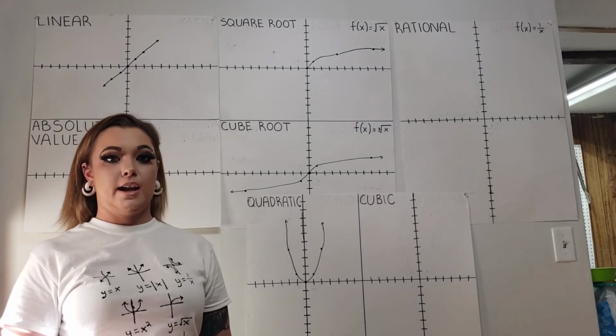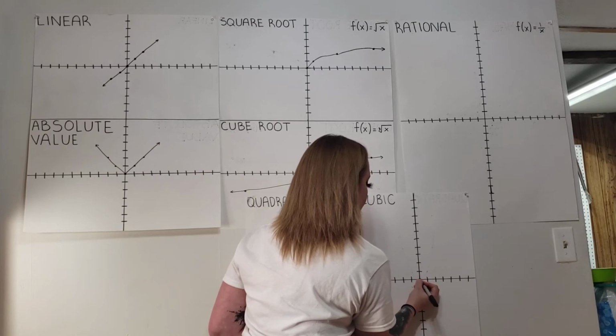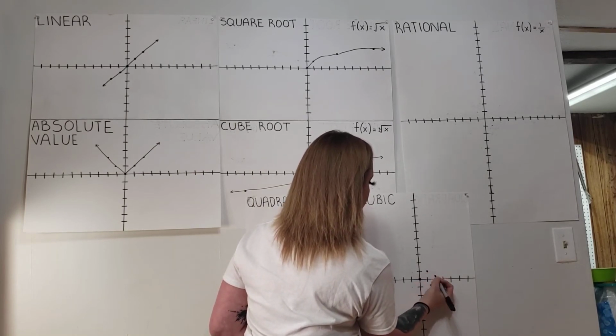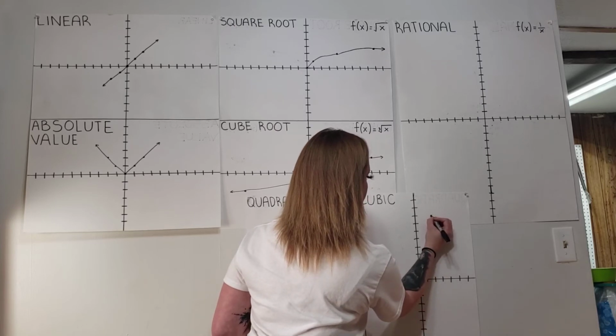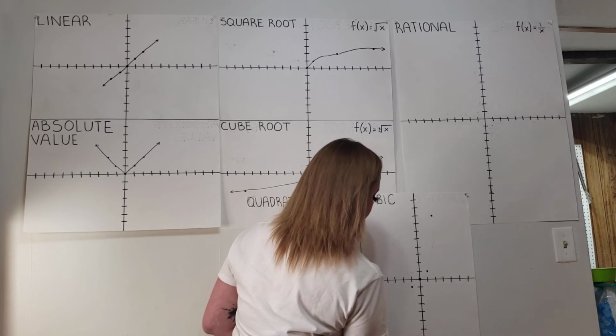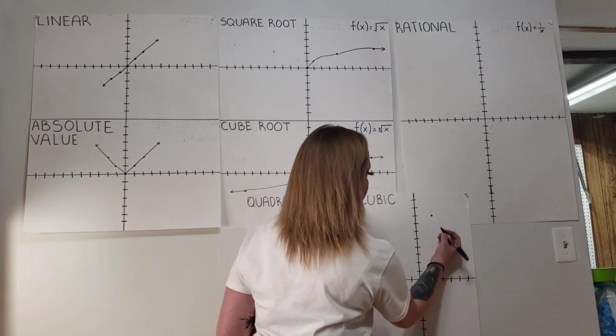The sixth function I will be graphing is the cubic function. We have a point at 0, 0. 1 cubed is 1. 2 cubed is 8. Negative 1 cubed is negative 1. Negative 2 cubed is negative 8.